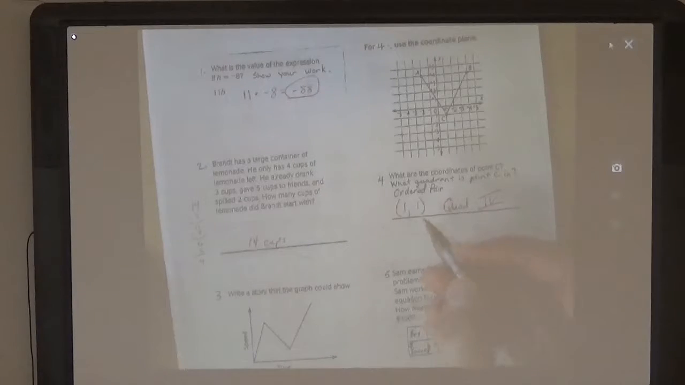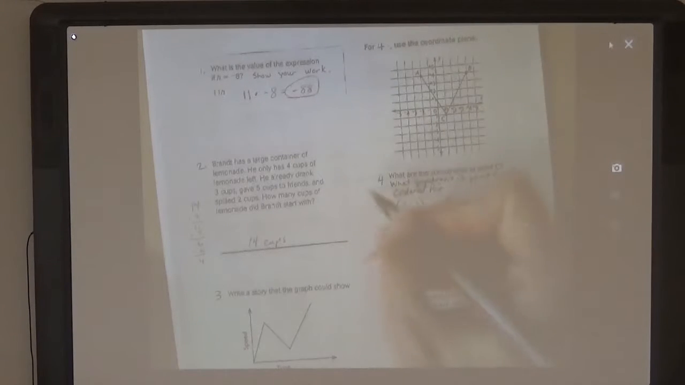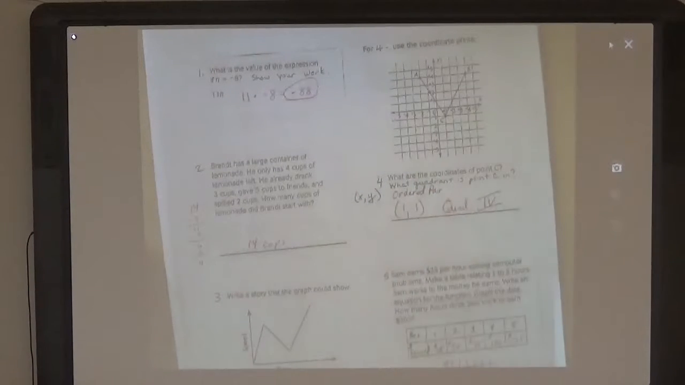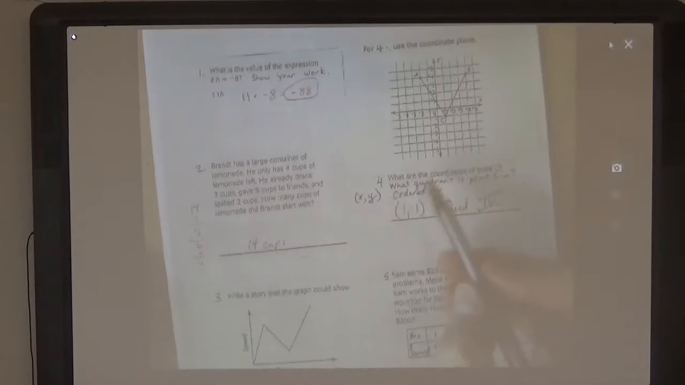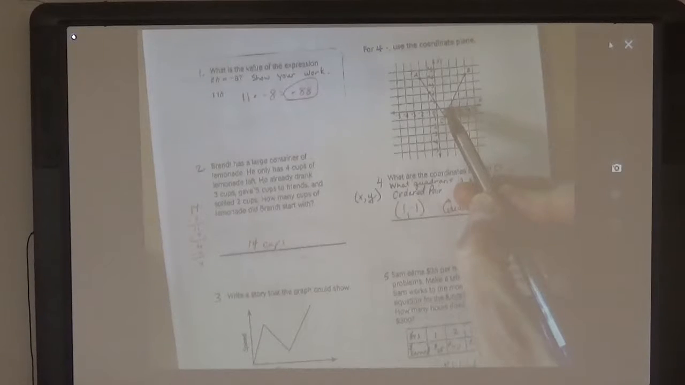Catherine? X. X refers to how far right or left from 0. So this is just like a number line. Starting at 0, an ordered pair is written as X, comma, Y. So what are the coordinates of point C, Grace? 1, -1. Yep, 1, -1, because starting at 0, you'd move 1 to the right, which is 1, and down 1, which is -1.